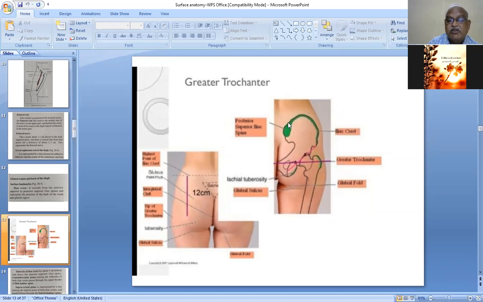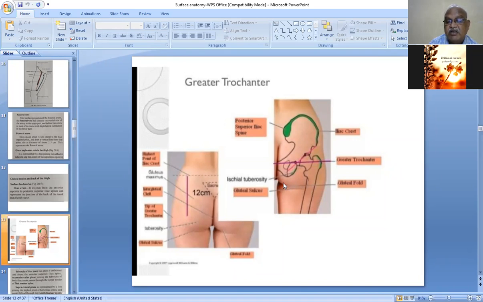So how the hip bone is there, how the right hip bone is there, and how the femur is there. This is the lesser trochanter, this is the greater trochanter, this is the neck of the femur, and this is the head of the femur fitted into the acetabular cavity.